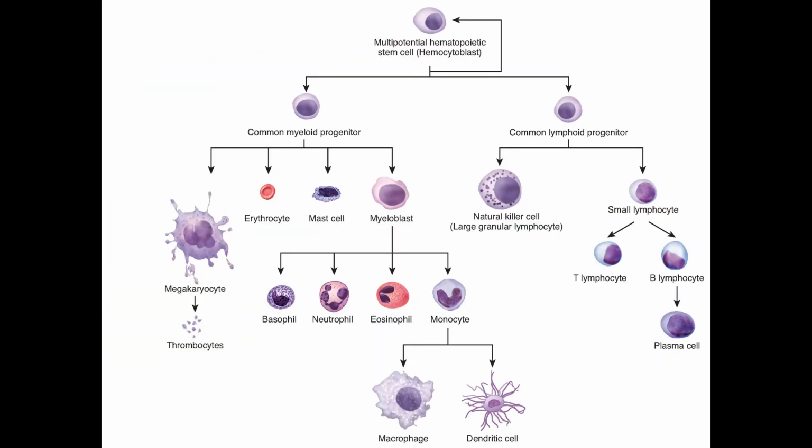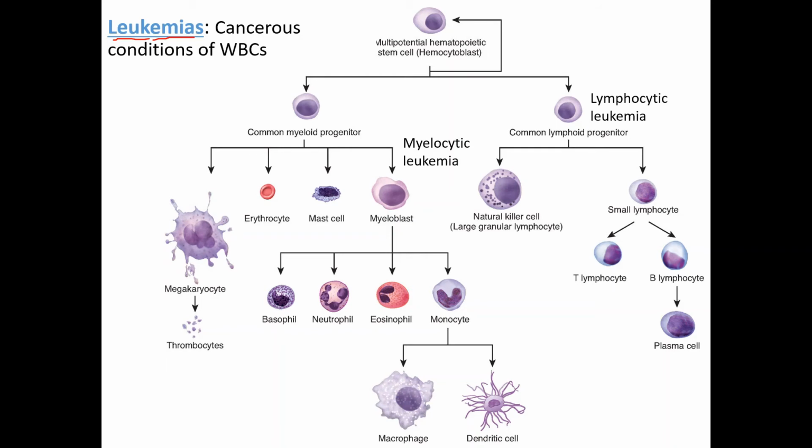What we can see here again is that chart of the development of all of the different formed elements. And the reason I bring it up now is to show you that if there's any mutation in this leukopoiesis process, so the creation of white blood cells, this can lead to leukemia. And remember that emia means in the blood, leuk means white, so too many white blood cells in the blood. And so there are many different types of leukemia.